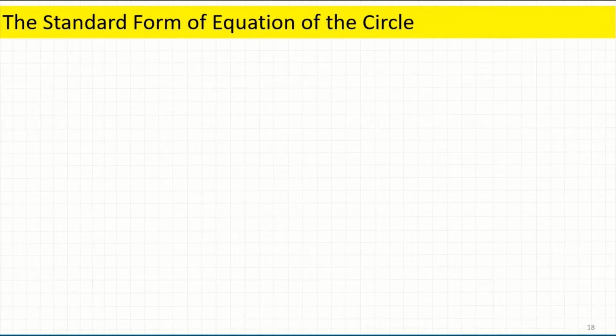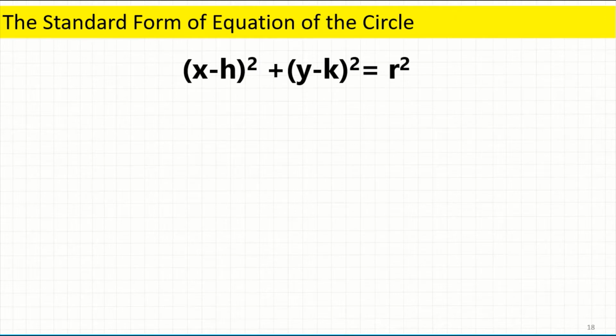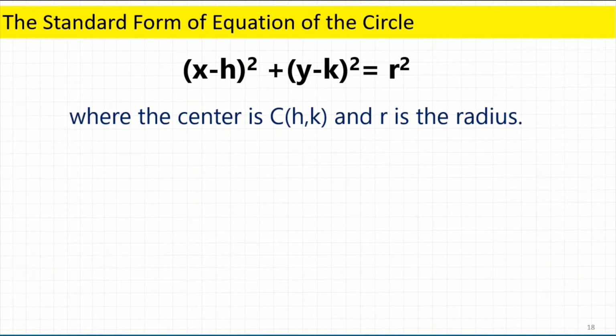The standard form of the equation of the circle is (x minus h) squared plus (y minus k) squared equals r squared, where the center is (h, k) and r is the radius. It is more convenient to use because the center (h, k) and the radius are presented in this form of equation.